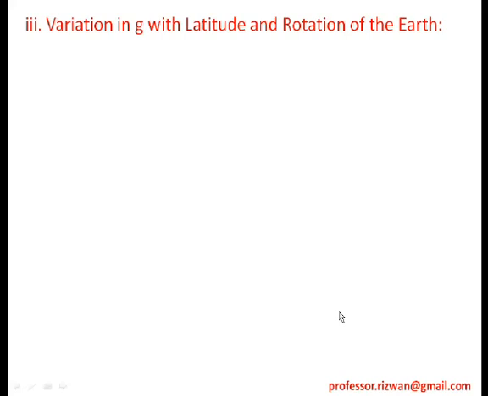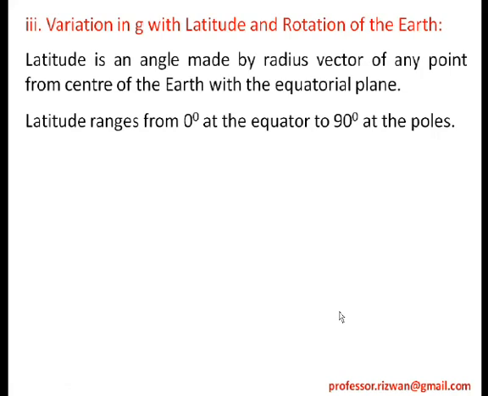Now let us see the third point, variation in gravitational acceleration with the latitude and rotation of the earth. What is latitude? Latitude is an angle made by a radius vector of any point from the center of the earth with the equatorial plane. Now the value of latitude ranges from 0 degree at the equator and 90 degree at the poles.